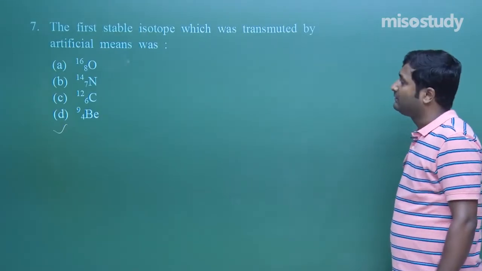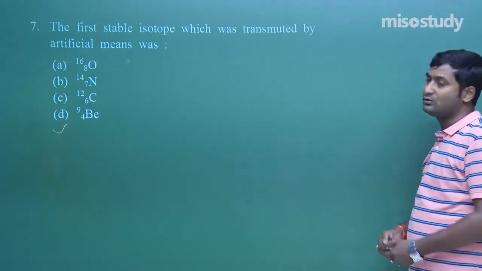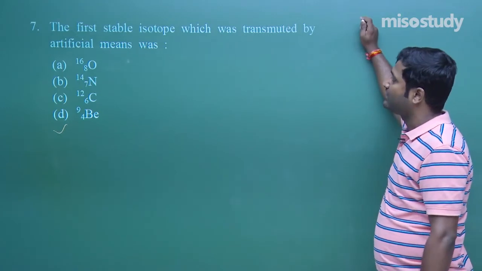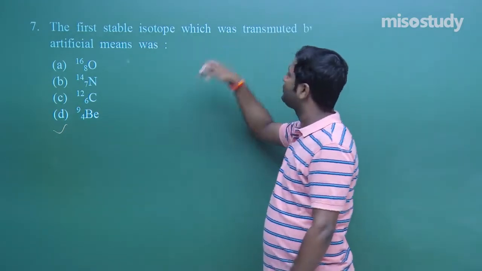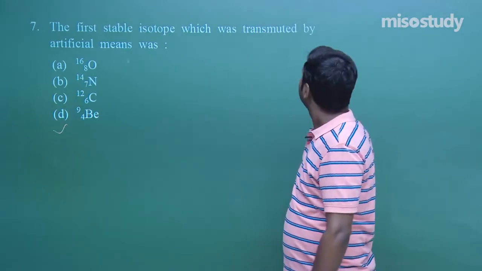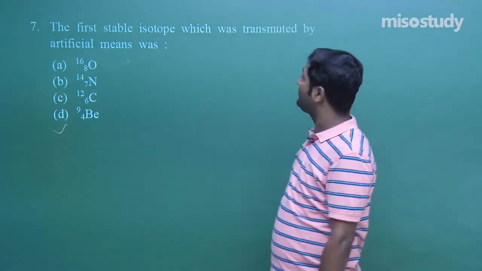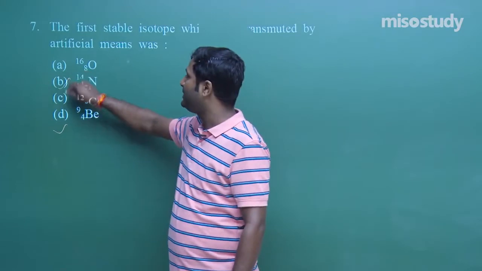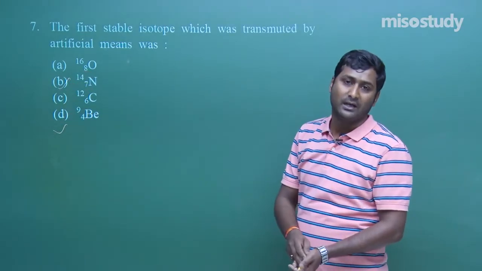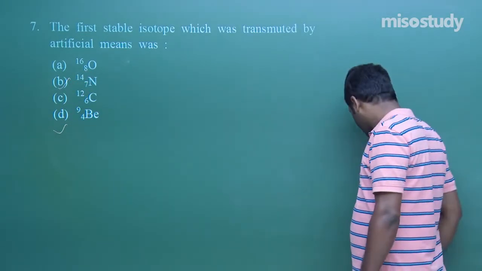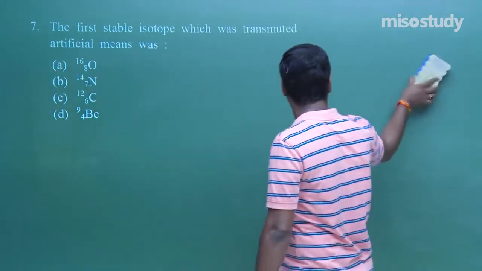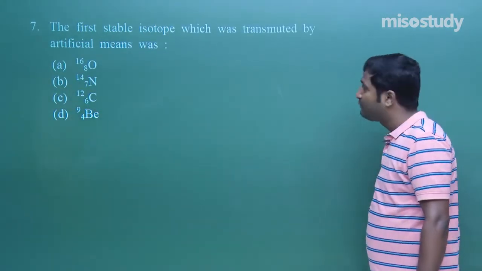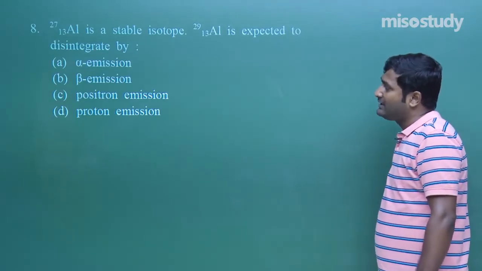Question number 7. The first stable isotope which was transmuted by artificial means. This is a theory question, where the first isotope transmuted by artificial means, that is the B option, that is nitrogen, 7, 14 nitrogen. So for question number 7, we say that B is the correct option. Now let's move to question number 8.